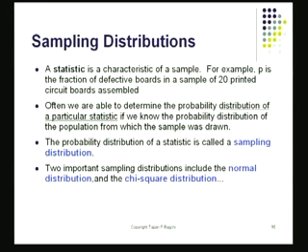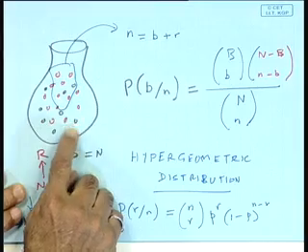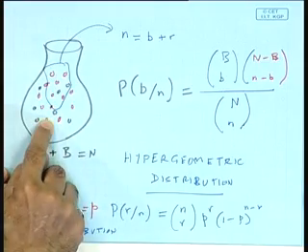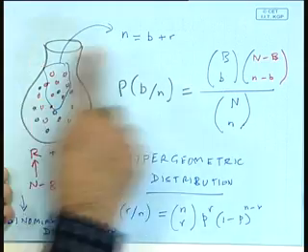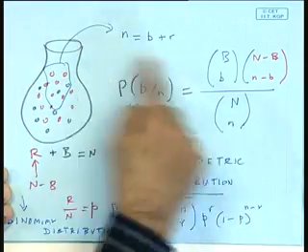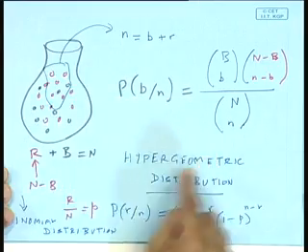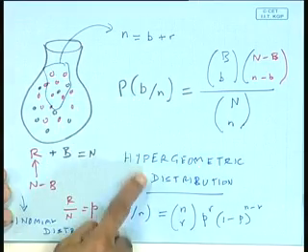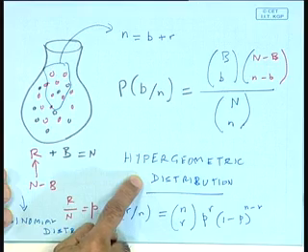Sampling distributions: any data that you calculate using samples, those would be called sampling distributions. Let me give you an example. Remember we sampled from the diagram here. I sampled out of a jar, and the jar was of a finite size. In this case, I turned out to get a hypergeometric distribution. This probability formula here is based on the hypergeometric distribution.